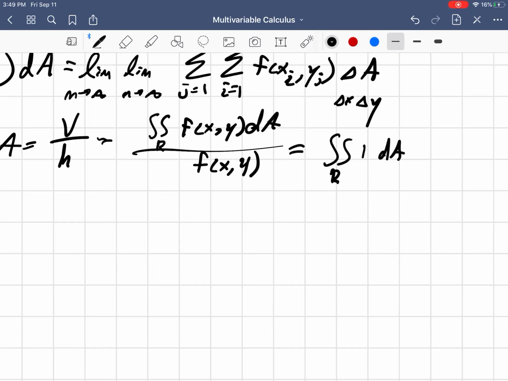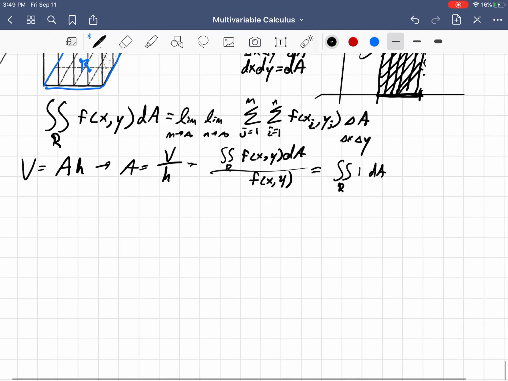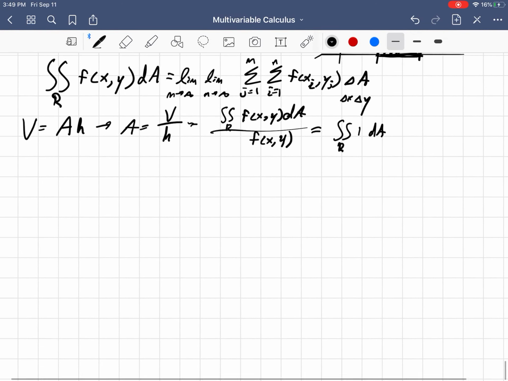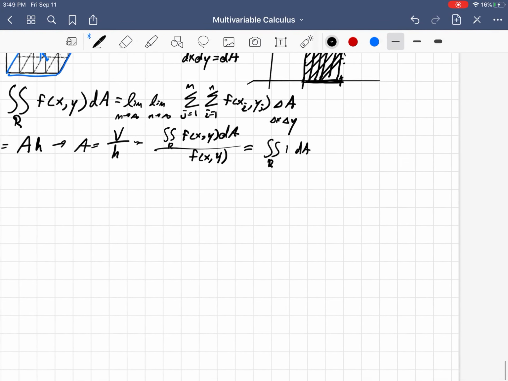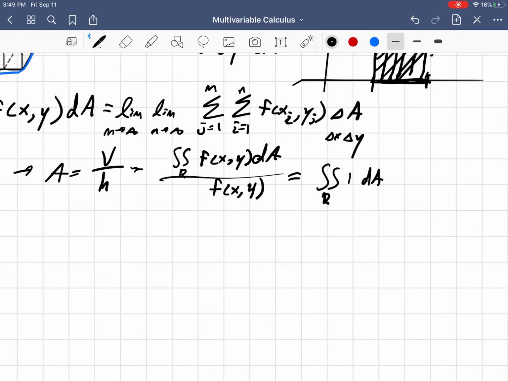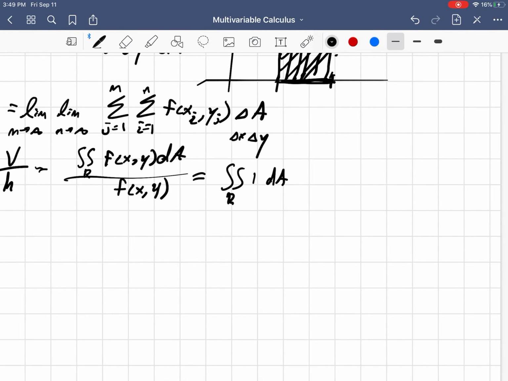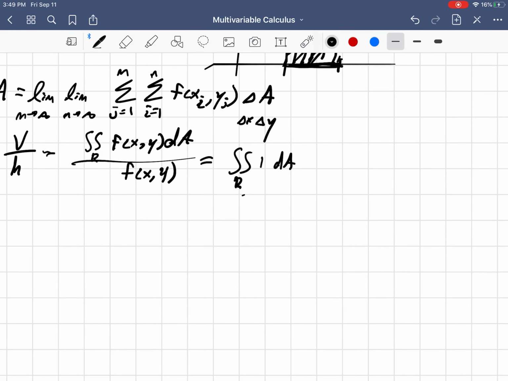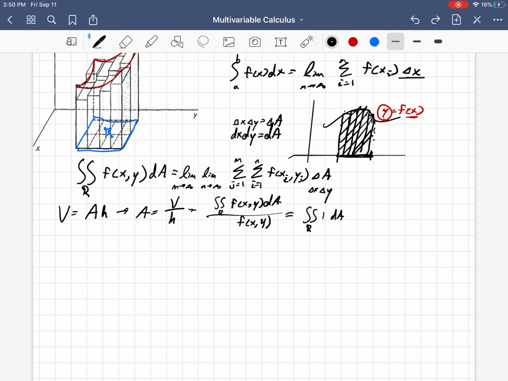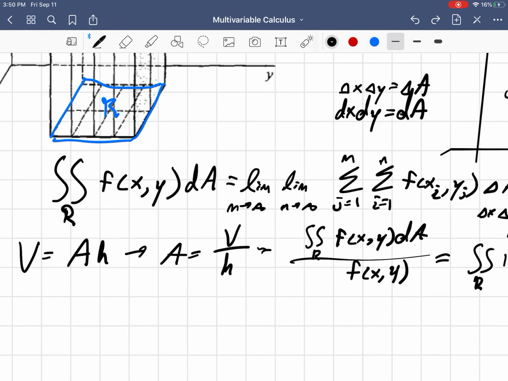In other words, f of x, y over f of x, y. And so what this tells you is that the area of any two-dimensional region R is just that double integral of 1 dA. So the hardest part is actually setting up the bounds for this integral, so we're going to see that later.